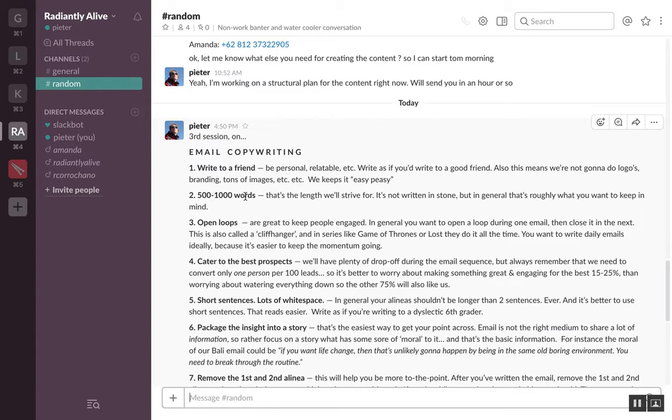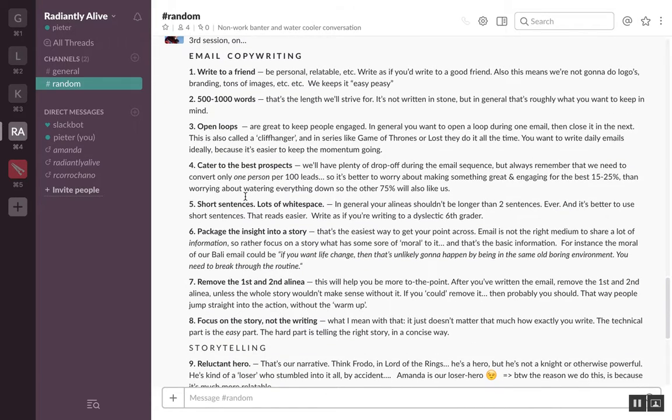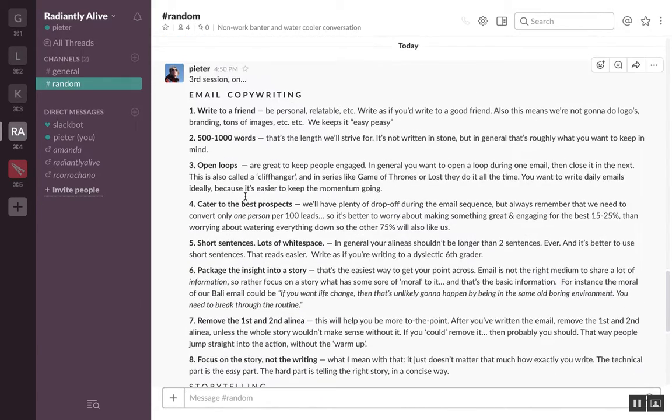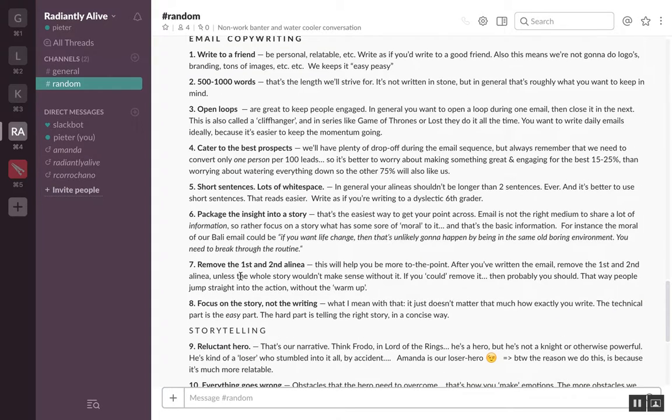Second thing is about the length, because we spoke about that. So I would say 500 to 1,000 words, something like that. That's roughly what you would strive for. But it's more important to be entertaining and to tell your story in a good way than to be super obsessed about the length. Another thing that we spoke about is this idea of open loops, right? So that's these cliffhangers, and I'll show you in a second a couple of examples. So I think that will be clear. And there's a few more things.